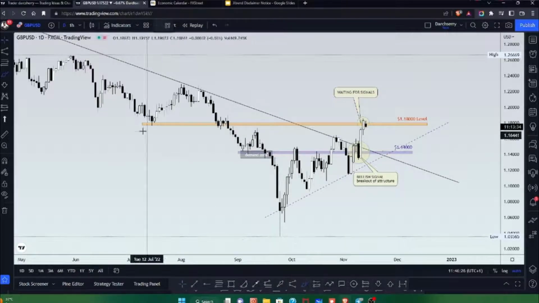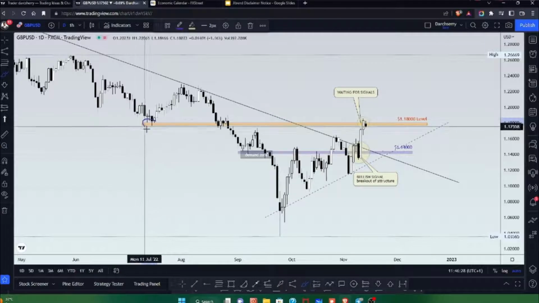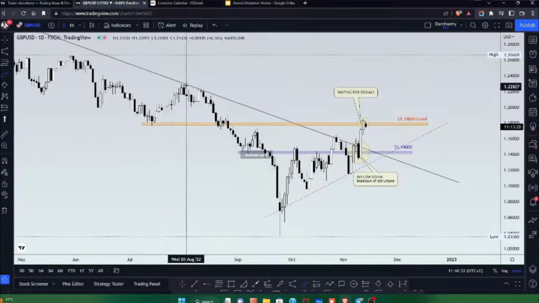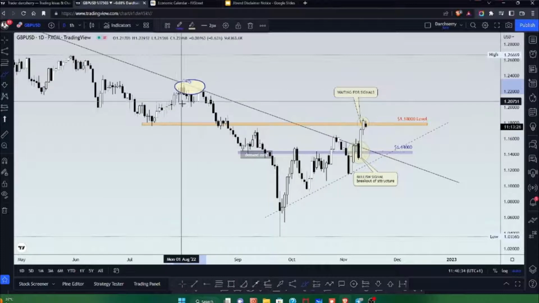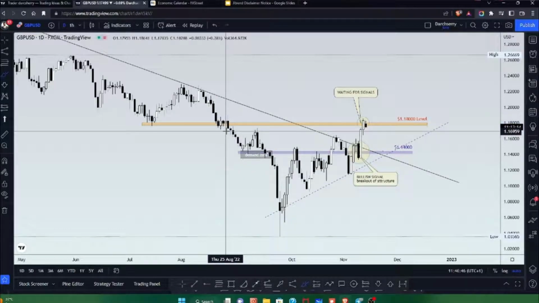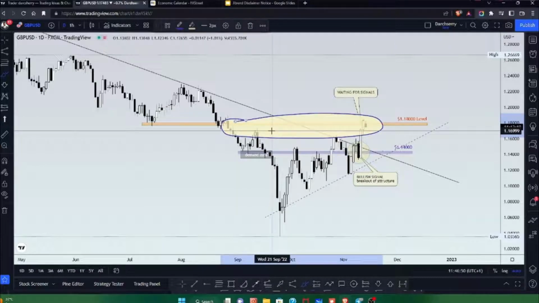Look at what happened here in the month of July. We saw how this level was holding bullish momentum at one point. Then it was met with strong resistance from the sellers. Price came back into that structure and evolved into a consolidation phase before the final breakdown of the 1.1800 level happened. That was in the month of August.